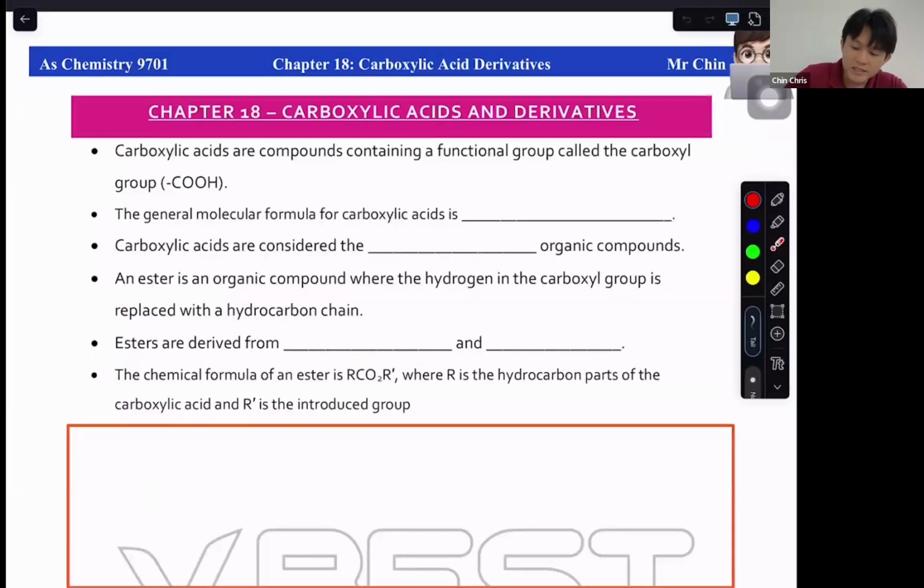General formula for carboxylic acid: CnH2n+1 COOH. And guys, carboxylic acid is known as the carboxyl group. And carboxylic acid is considered the most acidic organic compound.